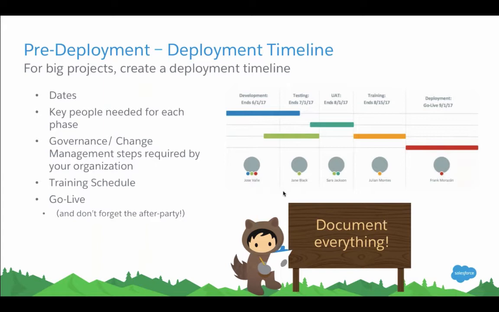So what's going to happen and when is it going to be happening? So all of the dates. Who do we need for each phase of the deployment? Is there any governance or change management steps required by your organization? Some organizations, larger enterprise organizations, have toll gates that they need to pass through. What does our training schedule look like? When are we going live? And when are we having our celebration party? That's important.